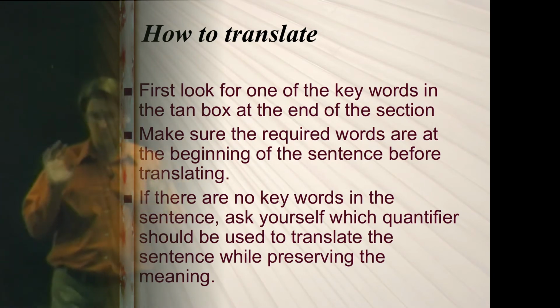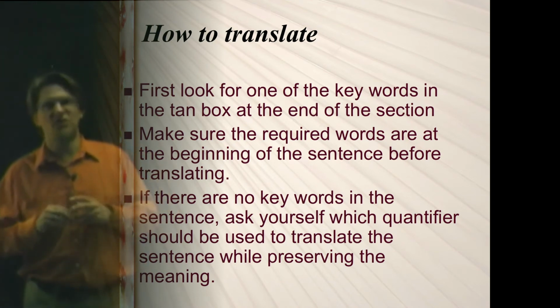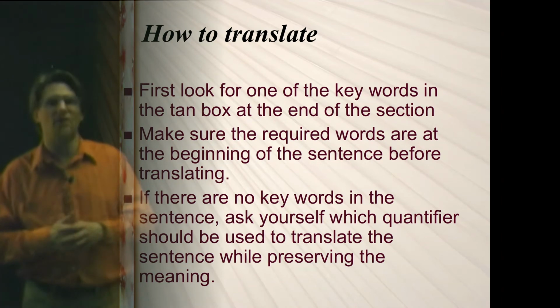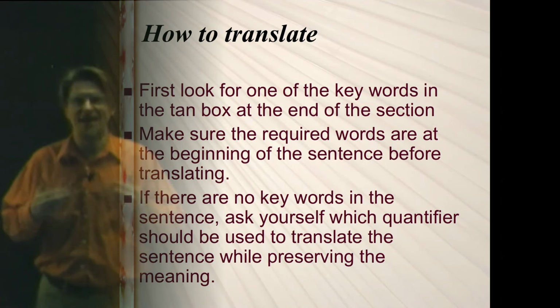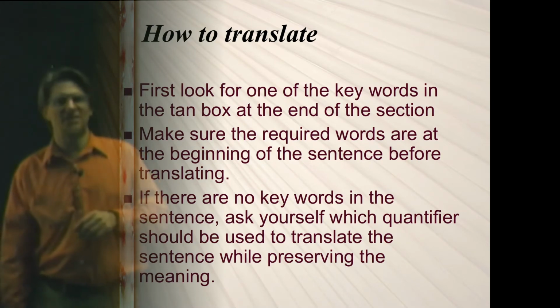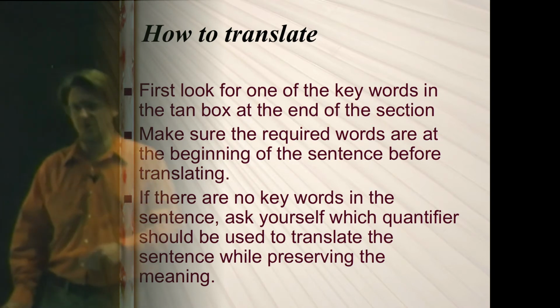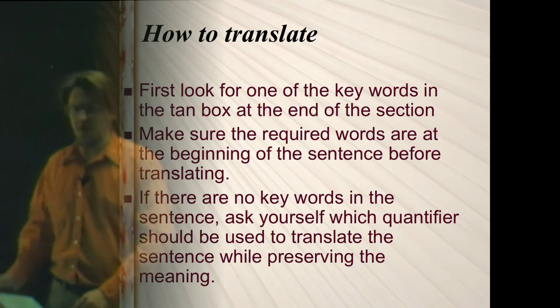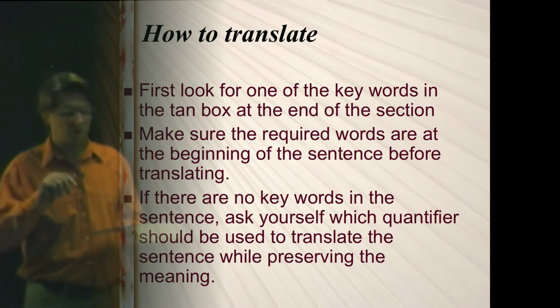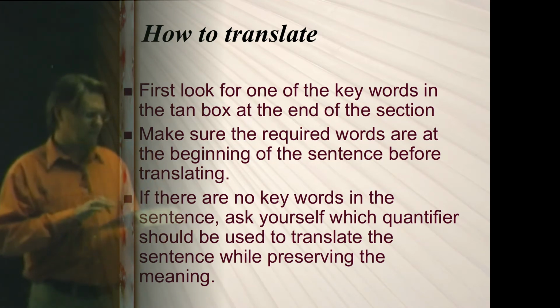Now, what will happen sometimes is that there may be no keywords in the sentence at all, right? You won't see any of the words that are in that box at the end of 3.6. And in that case, what you need to do to start is simply ask yourself which quantifier should be used to translate the sentence while preserving the meaning, right? So you know that the sentence is going to begin with all, no, or some, and you want to begin that way.